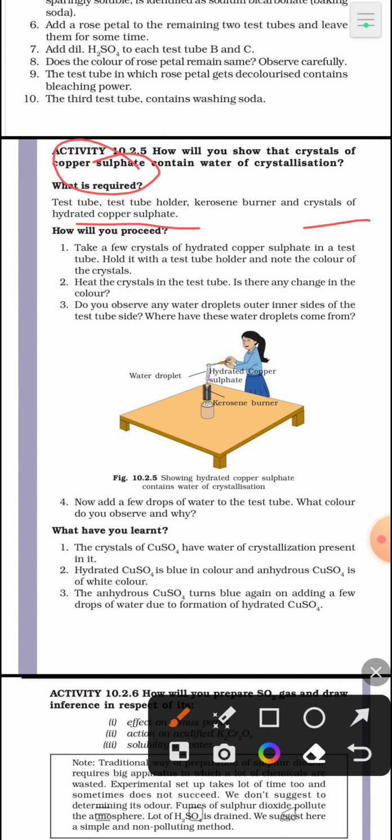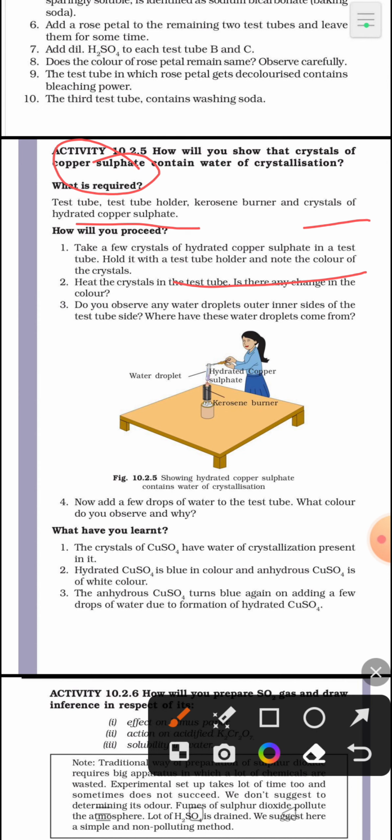Take a few crystals of hydrated copper sulfate in a test tube, hold it with a test tube holder and note the color of the crystal. Heat the crystal in the test tube. Is there any change in the color? Do you observe any water droplets on the inner side of the test tube? Where have these water drops come from? These water drops come from the crystals. Now add a few drops of water to the test tube. What color do you observe?